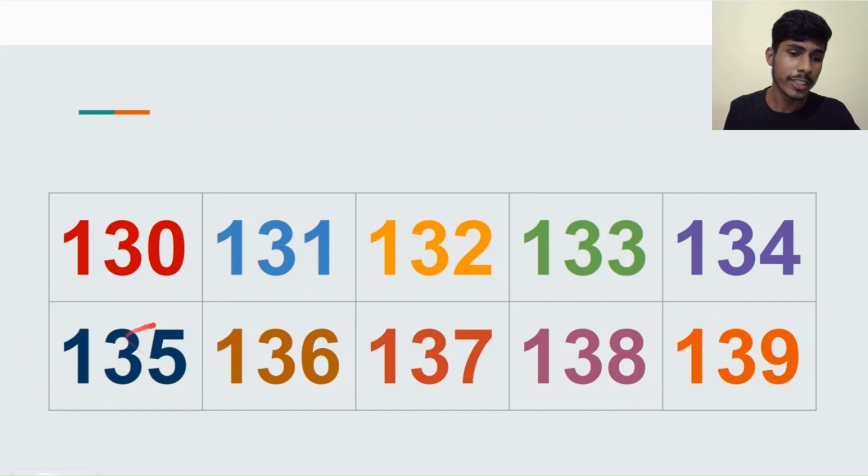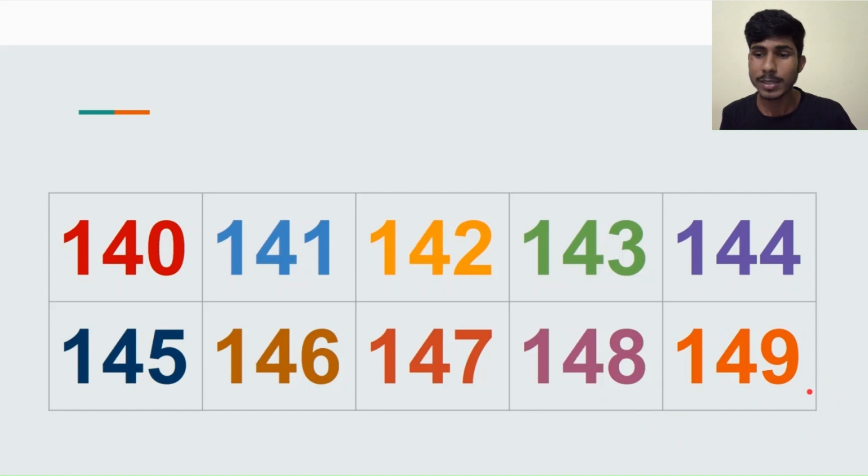Here the rightmost digit is 5, so we change from 5 to 6, so we got 136, right? And we change this rightmost digit again from 6 to 7, and we got 137. And from 137 we changed this 7 to 8, we got 138. And changed 8 to 9, we got 139. Okay, and the next number is simple, 140.